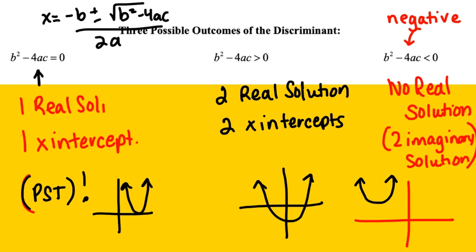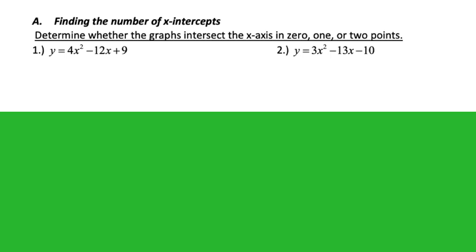Now, on the lower part of this page, I recapped that for you so that you have it, but we're going to practice using it. So these are the types of questions we might look at. Determine whether the graphs intersect the x-axis in 0, 1, or 2 points. Okay, so that means I have to figure out how many x-intercepts it has. It doesn't say find the x-intercepts. It just says how many does it have? What does the graph kind of look like?